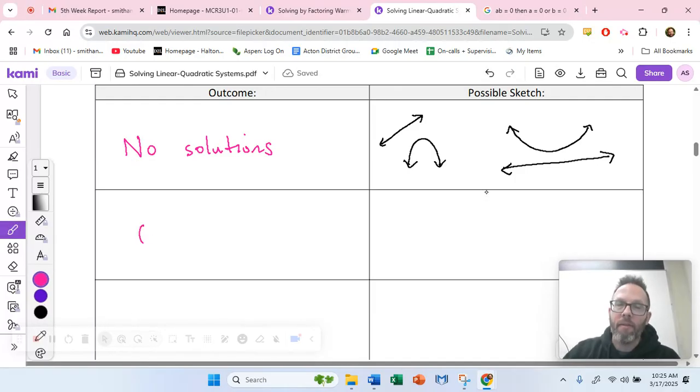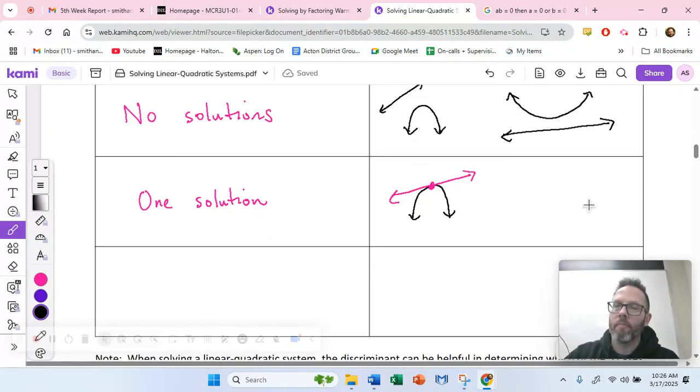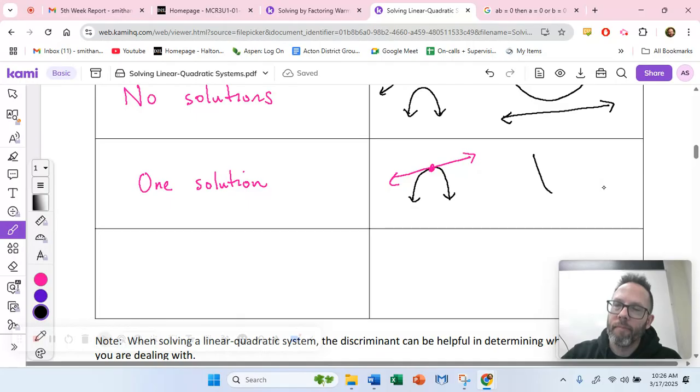The second possibility is that there is one solution. And let's just draw a couple cases where we have one solution or one point of intersection. So we're just going to draw a line and a parabola where they just touch one time, kind of like so. I'll draw another one. Here's another one.